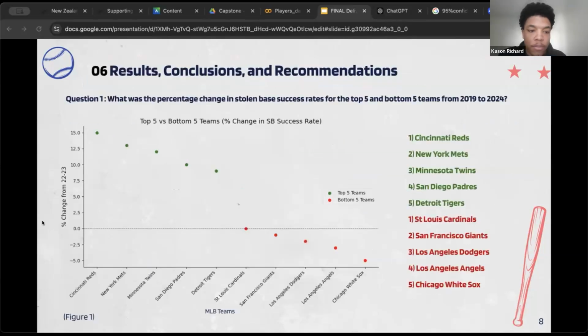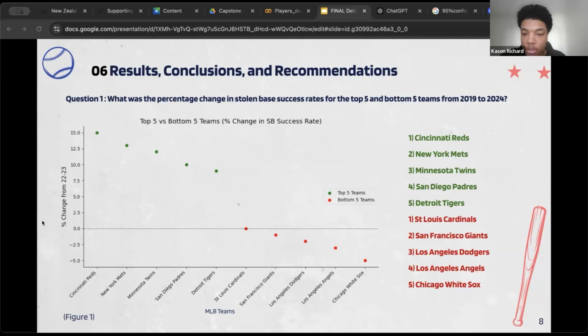Well, looking at this first graphic, we're looking at the percent change from the 2022 season to the 2023 season in stolen base success rates. So this is right at the rule change. In green, you see the top 5 teams, and in red, you see the bottom 5.